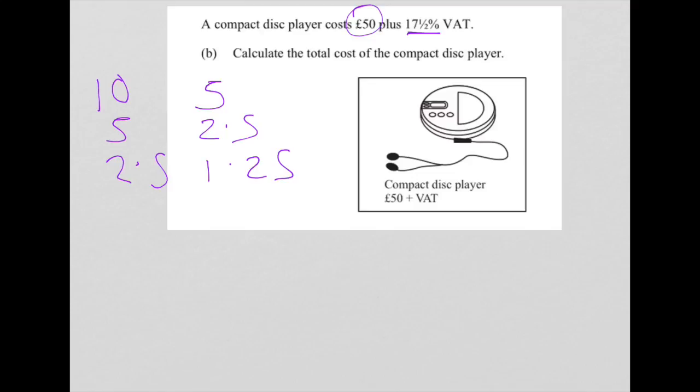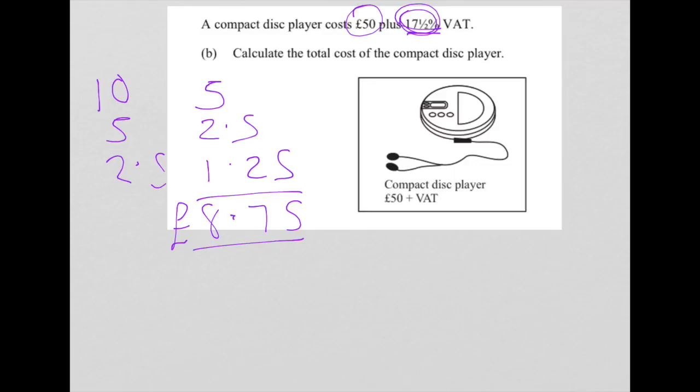Okay? So to work this out, I'm going to add these values. Now remember, these are the values in currency, so my answer will be in pounds. Making sure my decimal point's in there, I've got 5, 7 and 8, £8.75. £8.75, of course, is not my answer. £8.75 simply represents my 17.5% VAT.